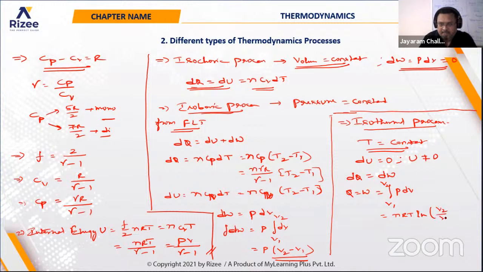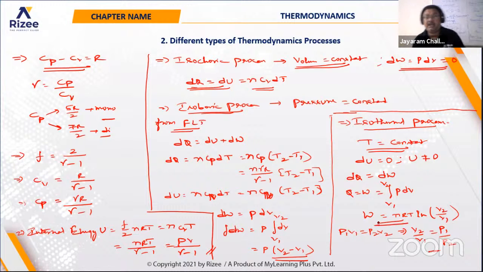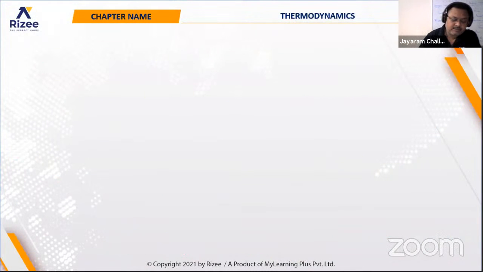V2 by V1. Since it's an isothermal process, Boyle's law will be valid over here. So according to the P1 V1 is equal to P2 V2 relationship, we can also replace V2 by V1 as P1 by P2. This also can be used, and this is the work done under this particular process. Work done is equal to nRT into ln of V2 by V1. So this is your isothermal process, the most important process.